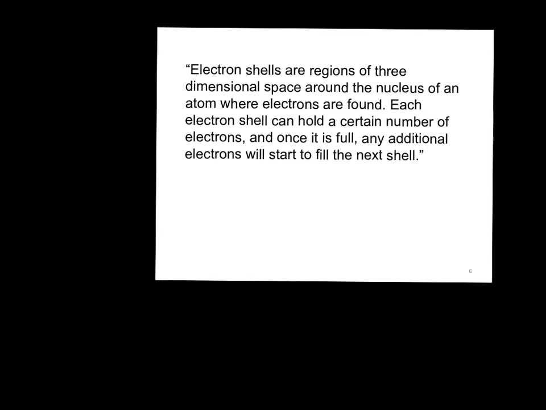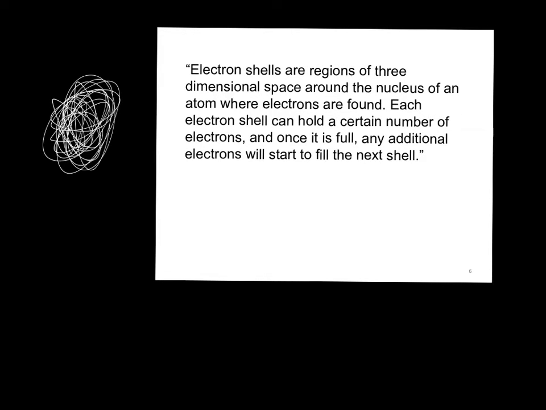And he looked at this initial definition, and it says, electron shells are regions of three-dimensional space around a nucleus of an atom where electrons are found. Each electron shell can hold a certain number of electrons, and once it is full, any additional electrons will start to fill in the next shell. So when we're talking about three-dimensional space, I've said it already in the previous videos, you're talking about space, not specific roadways or what have you around the nucleus. And there's these areas, just a region.